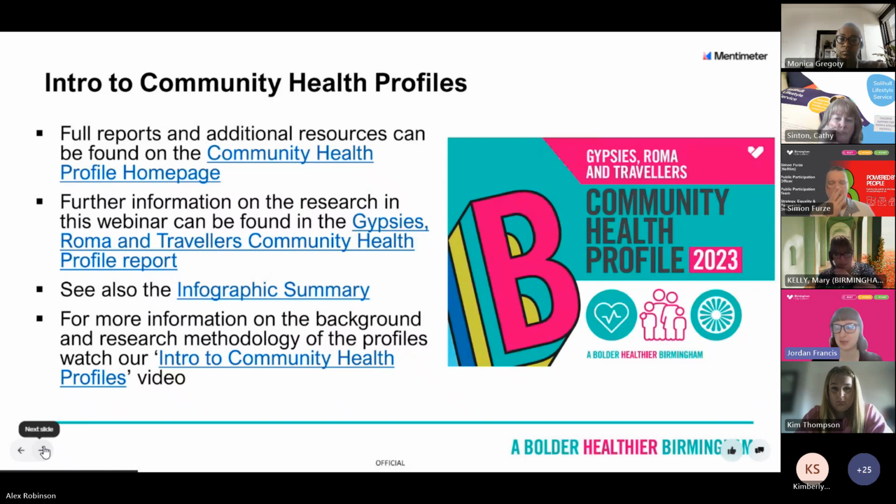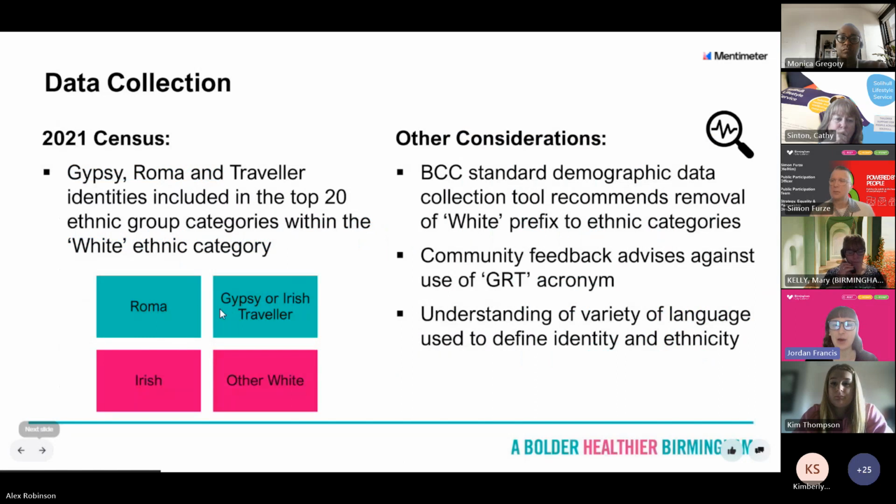So today I want to focus specifically on the profile. I'm going to start off with a little bit about the data and how information on these communities has been collected, some of the feedback, some of the changes that we suggest going forward, and what the next steps are there.